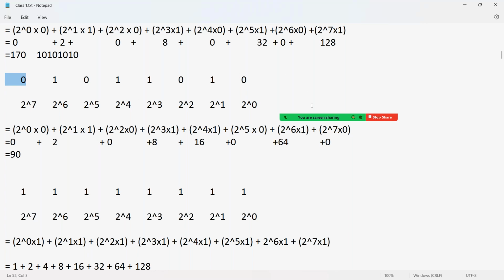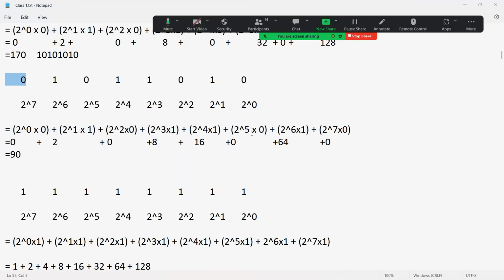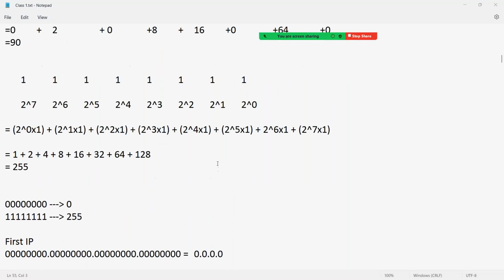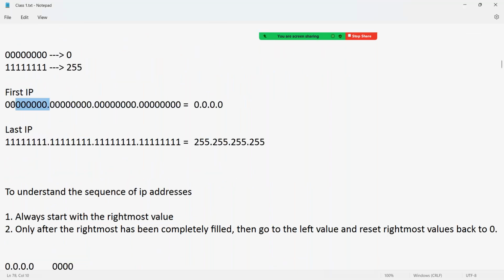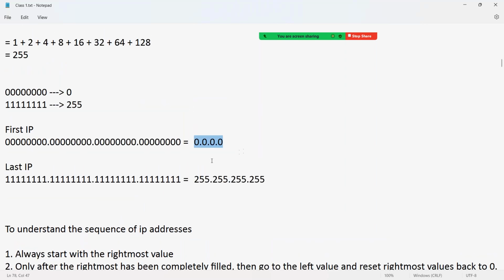Now, with the same method, guys, you can try to understand the range of IP addresses as well. In order to get the first IP, all you have to do is put all zeros everywhere: in the first octet, second octet, third octet, and the fourth octet as well. When you put all zeros, you get the first IP as 0.0.0.0. And if you want to get the last IP, the maximum value is putting all ones everywhere.